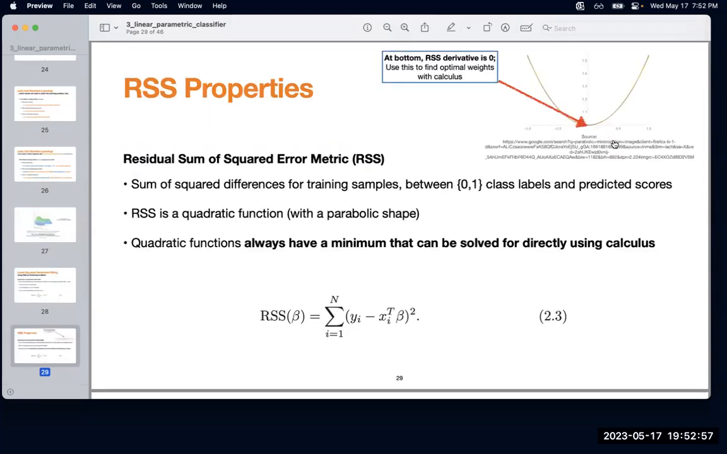So visually, it's easy to see that because this is a quadratic function, you would have a single minimum. So you don't have many minimum values in that curve. You have one single minimum, and then you can just take the derivative, set it to 0, and then you would be able to find the closed form for your optimal beta according to the RSS criteria.